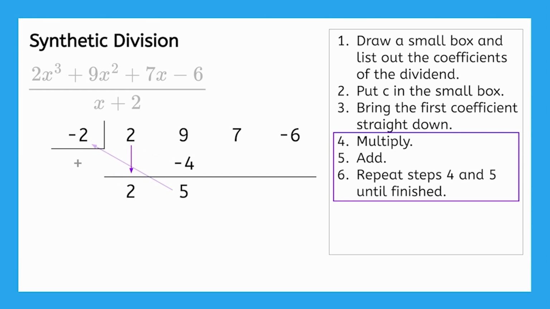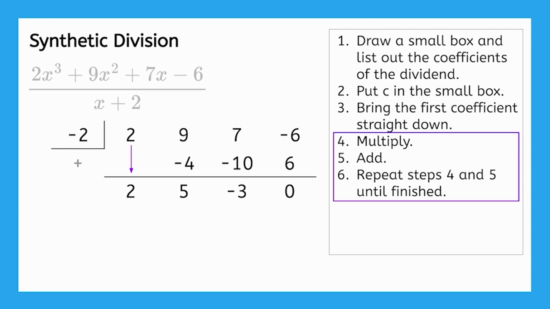Repeat step 4. Multiply 5 times -2 to get -10, which goes in the next spot below the 7. Step 5. Add to get -3. Step 4 again. Multiply -3 and -2 to get 6, which goes in the next spot. Repeat step 5. Add to get 0.